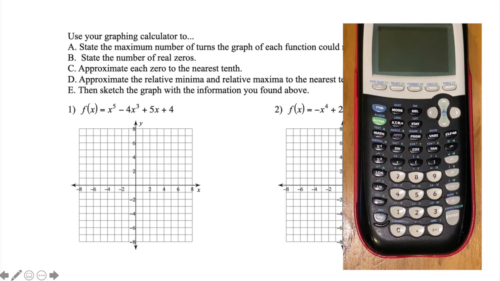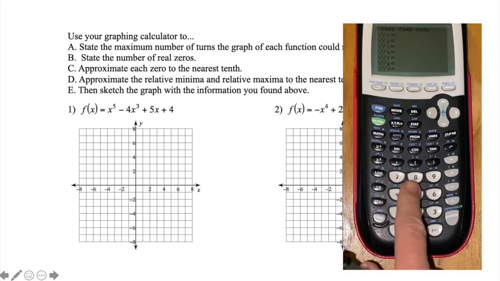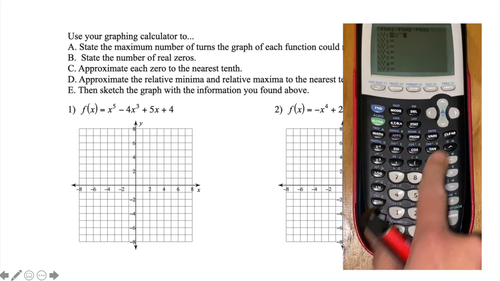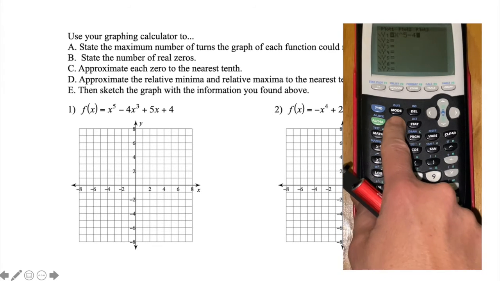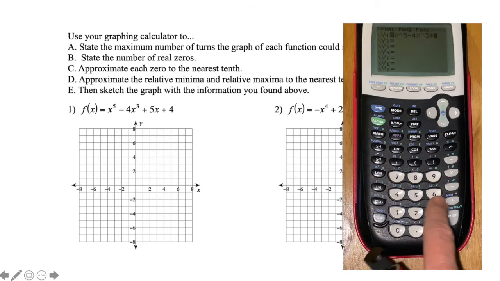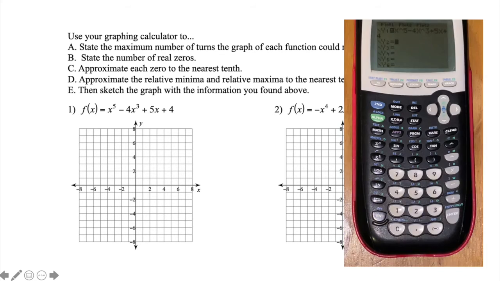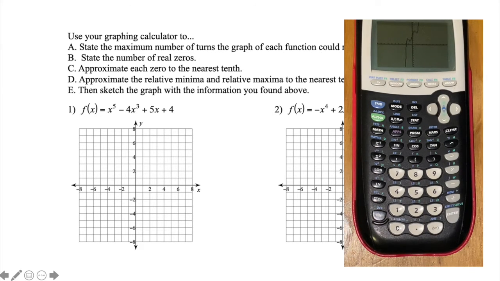All right, let's do number 1 by putting it in our graphing calculator. We're going to get up here to the y equal button and put it in. It's going to be x to the 5th minus 4x to the 3rd plus 5x plus 4. All right, then I graph it, and it looks like this.